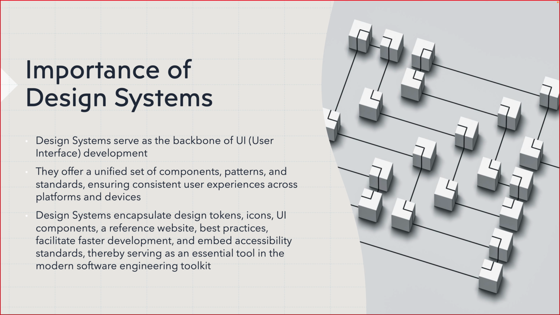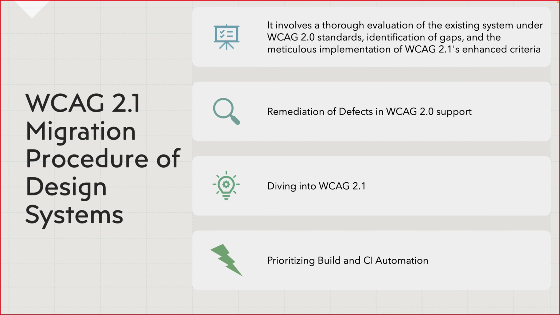It offers a unified set of components, patterns, and standards, ensuring consistent user experiences across platforms. Design systems also encapsulate design tokens. These design tokens are like variables in the form of key value pairs. A lot of the different colors that you see, the color for the text, the color for your headers, the color for the labels for your fields, can be mapped to these tokens, like what's the color for the text, what's the background color. So they encapsulate design tokens, icons, UI components, best practices, and several things together, which become an essential tool in the modern software engineering toolkit.